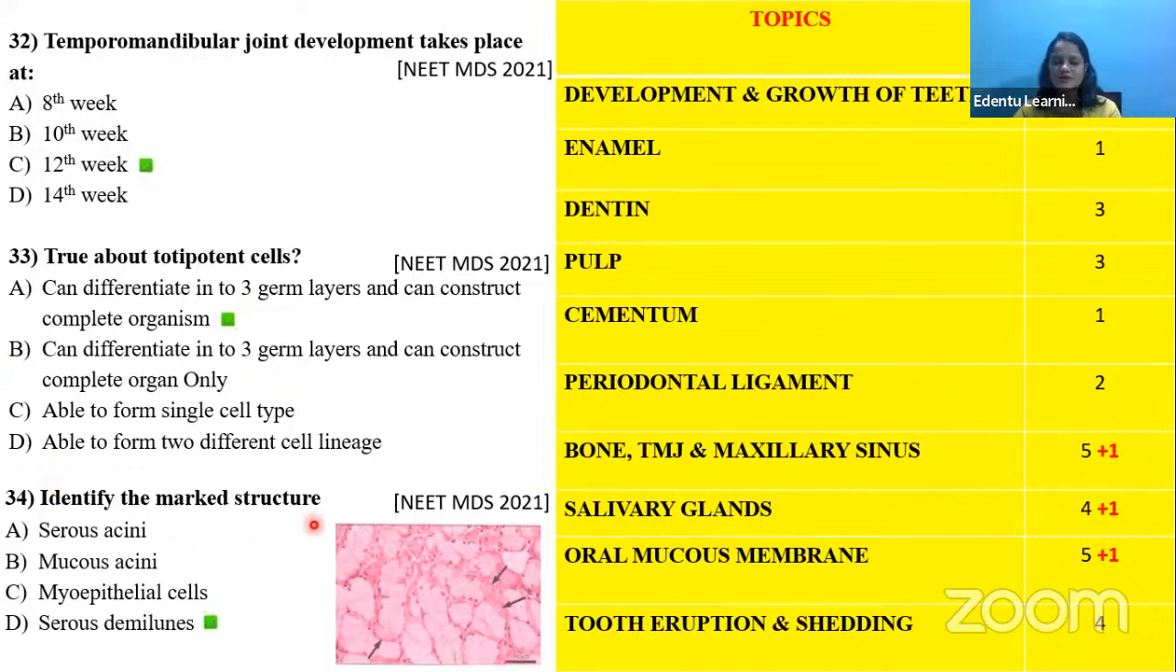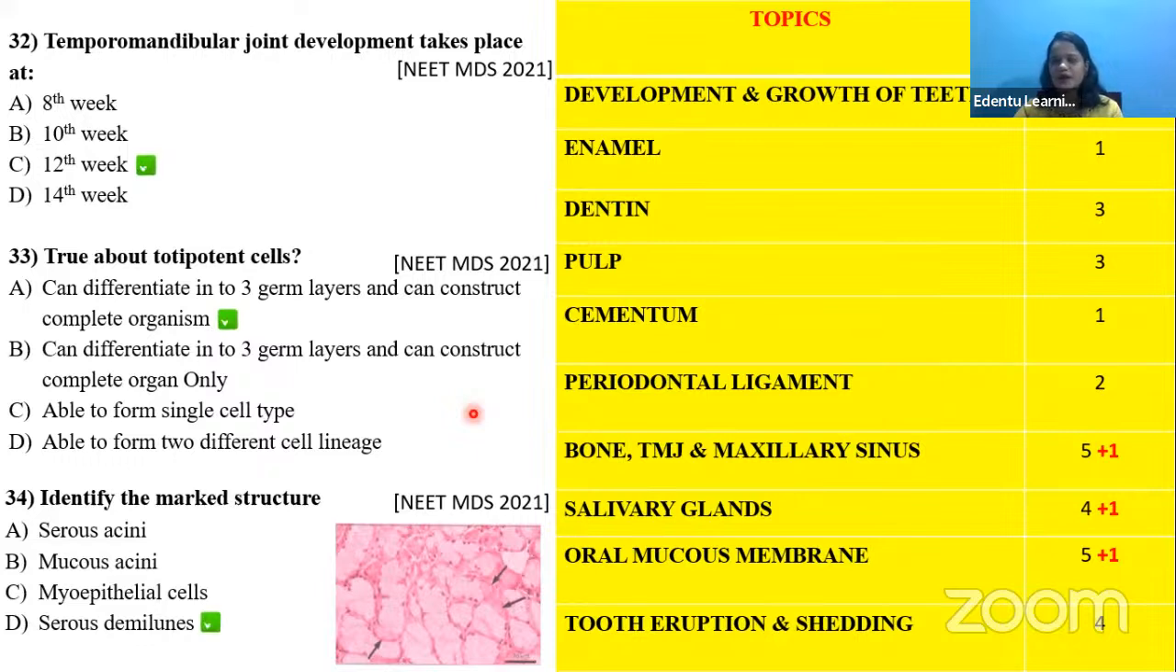Then, identify the marked structure here. Till now we have not seen much image-based questions, but this is one of the image-based questions that can be asked in dental histology. The marked structure here is nothing but the serous demilunes. Most of them say that they are not true structures, they are artifacts.